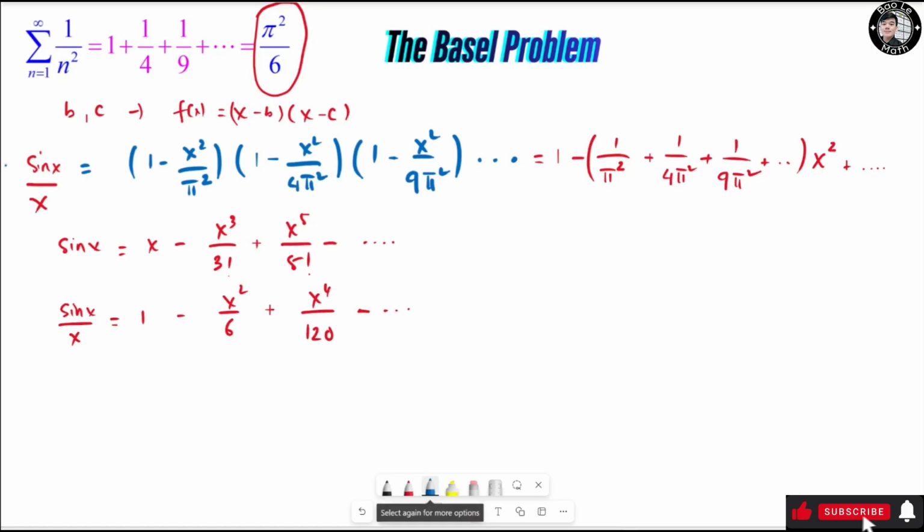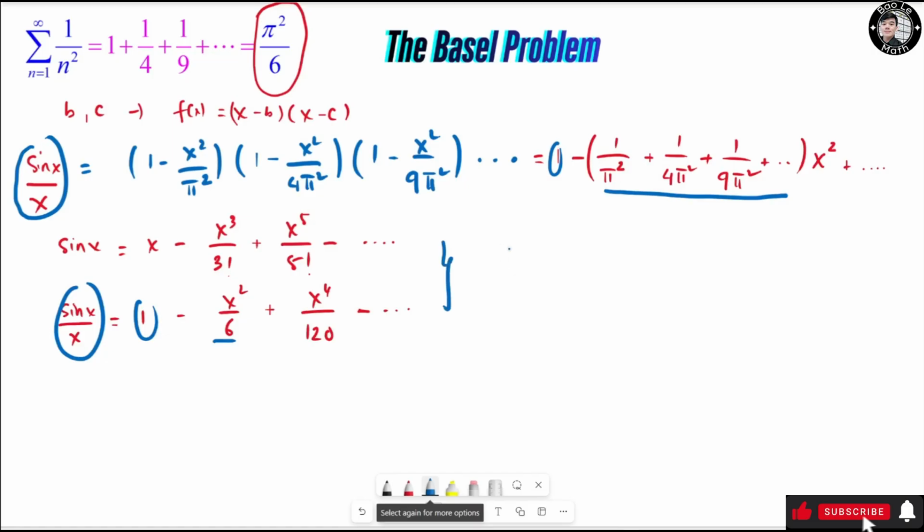Right? Now I look at this one right here, sine s over s, the same, right? So the right hand side must be the same, right? The 1 right here is the same, right? Now I just equate the coefficient of s squared right here and the coefficient of s squared right here, right?